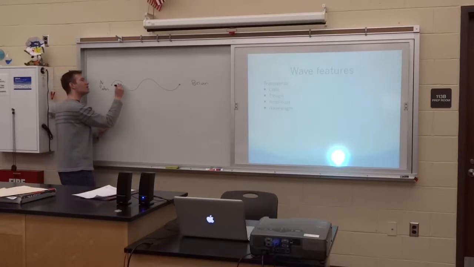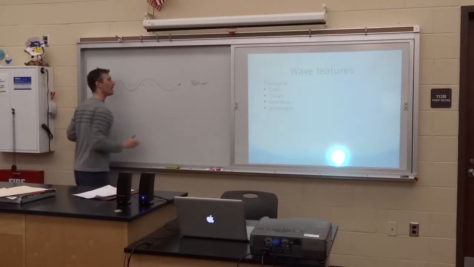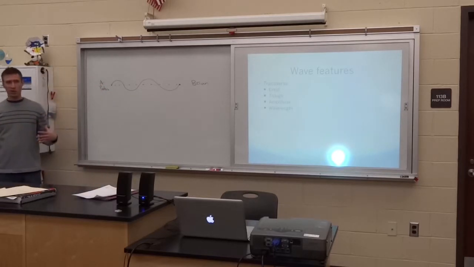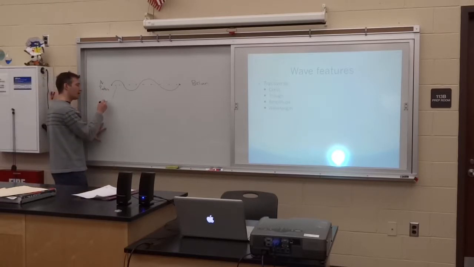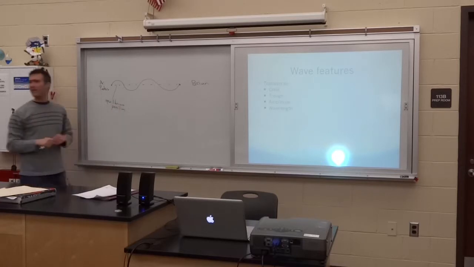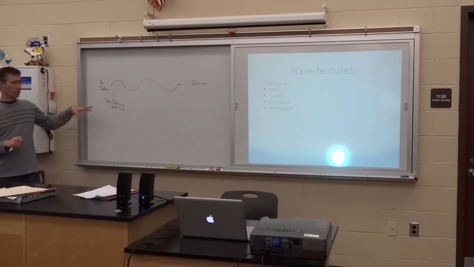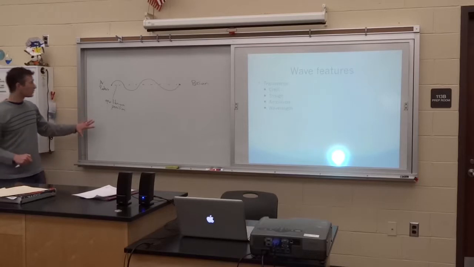And I'm going to draw a dashed line. That dashed line would represent the position of the slinky if there were no energy moving through it at all, like before Brian started disturbing the medium. So that dashed line is called the equilibrium position of our medium. And most of our wave features are discussed with reference to that equilibrium position.